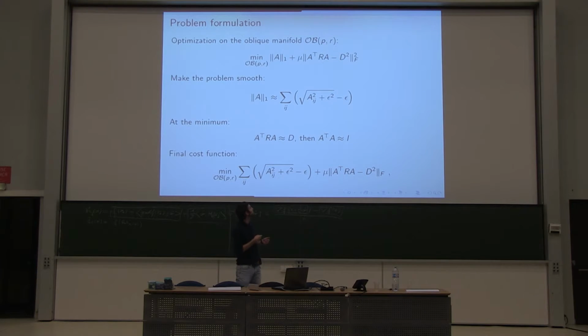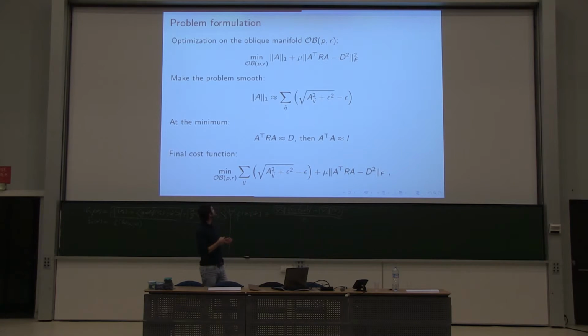So in order to optimize this function, we have to make the problem smooth. So we express the L1 norm of A like this, which is a well-known method, but I forgot the name, to make the L1 norm smooth, where epsilon is kept as small as possible. And in this formulation, it can be shown that if this approximates D, then A transpose A is close to orthonormal. Sorry, I forgot to say that D is a diagonal matrix with the eigenvalues of the initial correlation matrix on its diagonal.